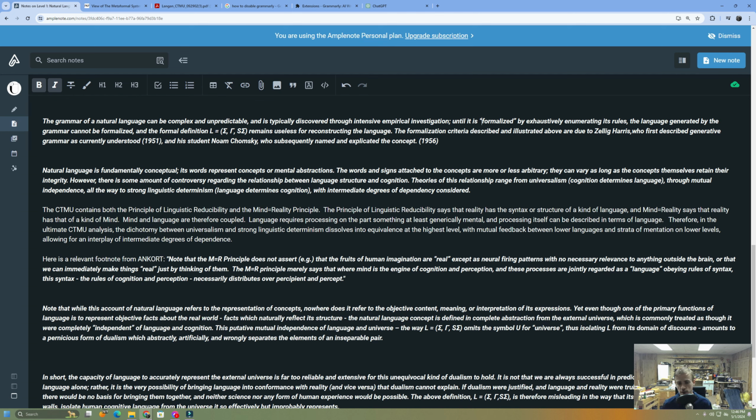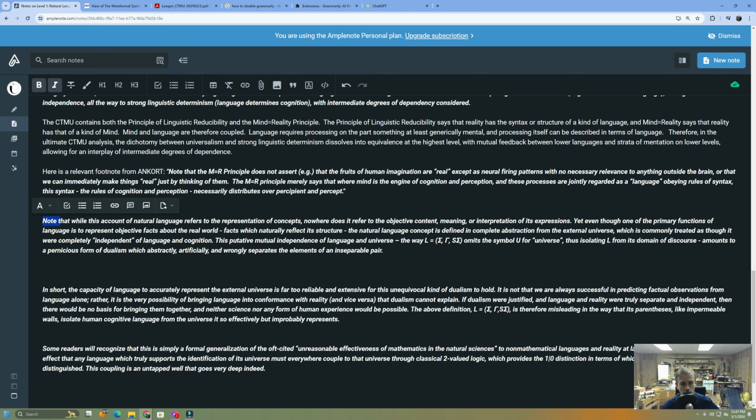The mind equals reality principle merely says that where mind is the engine of cognition and perception, and these processes are jointly regarded as language, obeying rules of syntax, this syntax, the rules of cognition and perception, necessarily distribute over percipient and percept. So here we get the mind equals reality principle and the principle of linguistic reducibility. It's kind of one thing here.